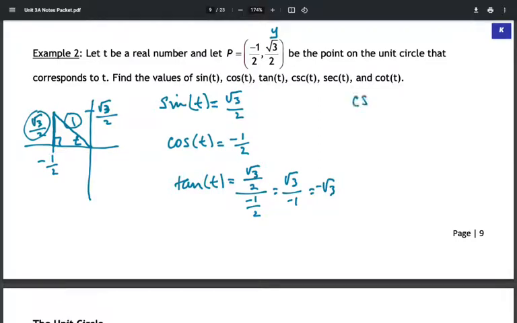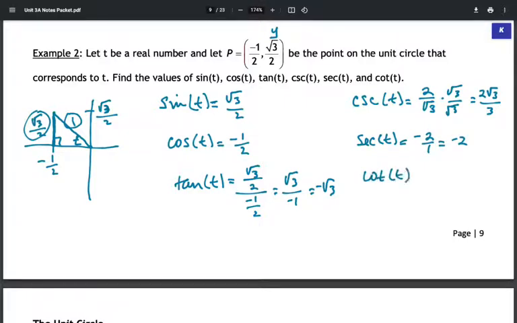And then cosecant of t is the reciprocal of the sine, so it'll be 2 over square root of 3, which when you rationalize it, ends up being 2 square root of 3 over 3. Secant of t will be the reciprocal of the cosine, so negative 2 over 1, or just negative 2. And then cotangent of t, I'm basically flipping this fraction right here. So it'll be a negative 1 over square root of 3, which we need to rationalize. We're just not allowed to have a radical in the denominator. So that gives me a negative square root of 3 over 3.